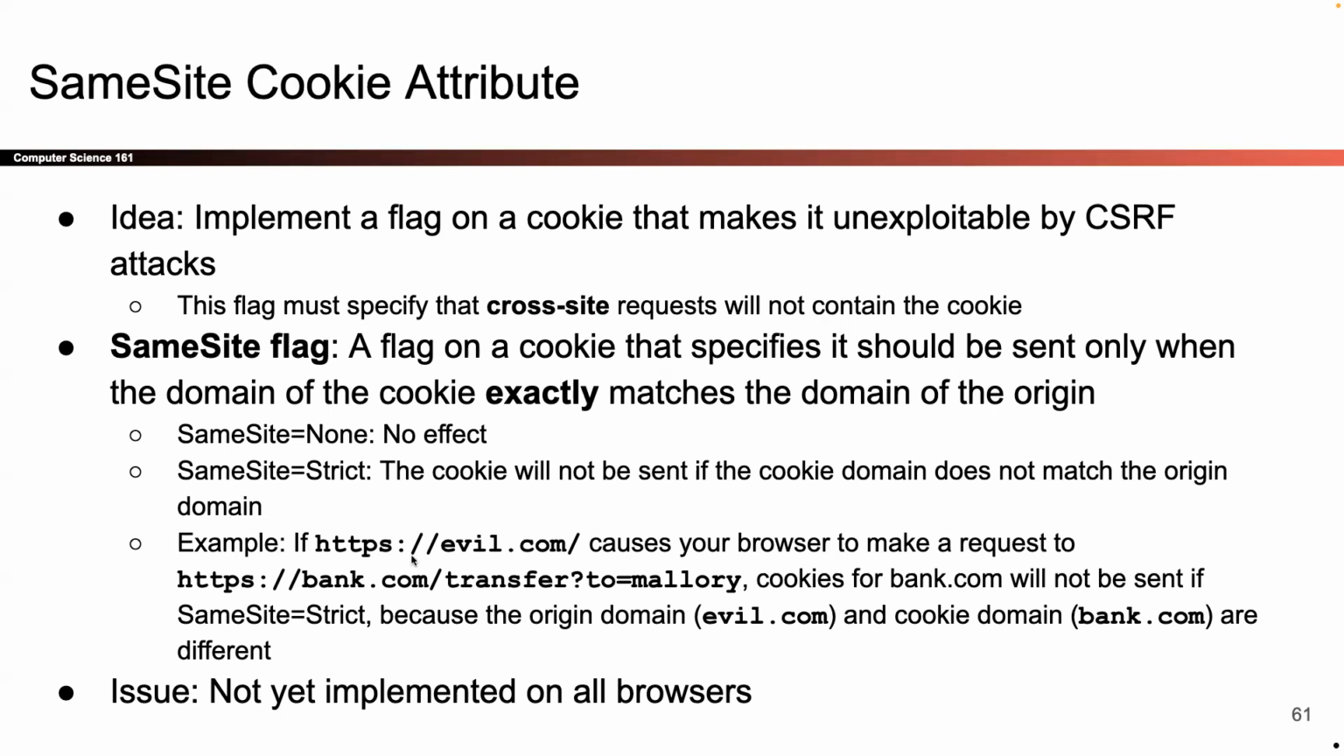And the reason why I'm not going to send it is because I was sitting on evil.com when the request to bank.com was made. If SameSite is set to strict, the only way in which the cookie will be sent is if I was sitting on bank.com and I made a request to bank.com, then the cookie would be attached. So that's the SameSite cookie attribute.